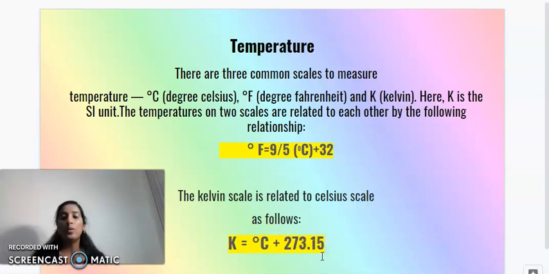273.15. So what is the boiling point of water in Kelvin scale? We know 100 is the boiling point of water, right? So 100 degrees Celsius. So 100 plus 273.15, if you do that, you get 373.15. That is the boiling point of water in Kelvin scale. And for the freezing point of ice, we know the freezing point of water is 0 degrees Celsius, right? So 0 degrees Celsius plus 273.15, that is, 273.15 Kelvin is the freezing point of ice.